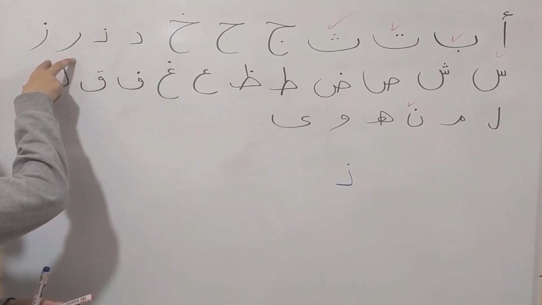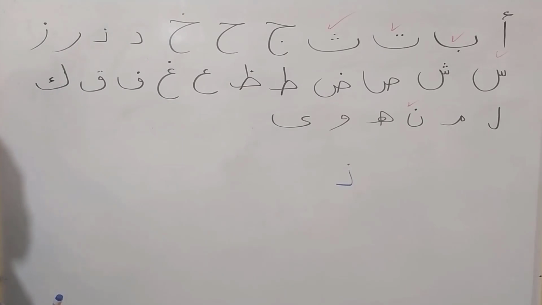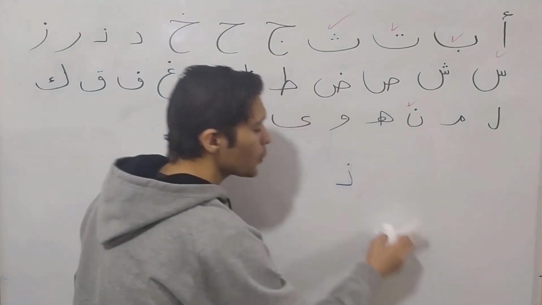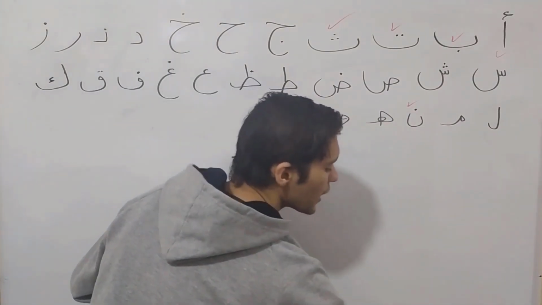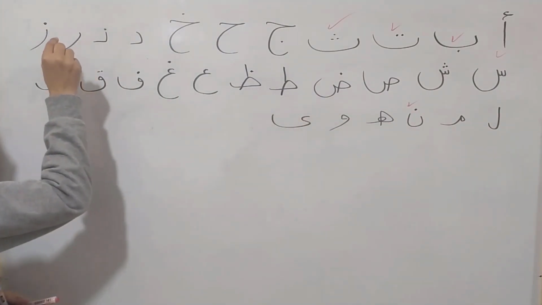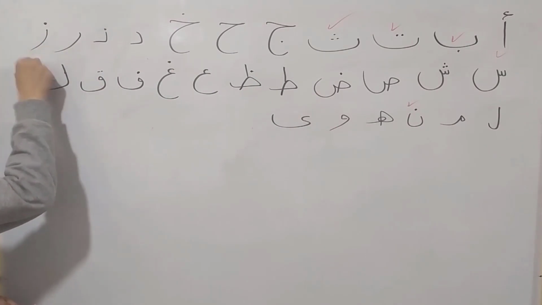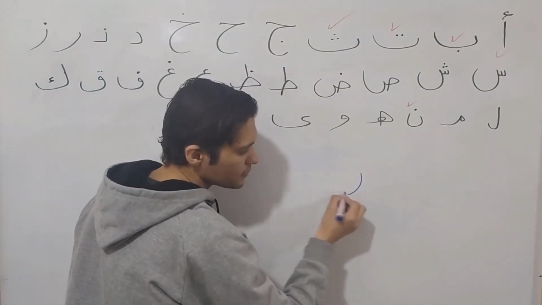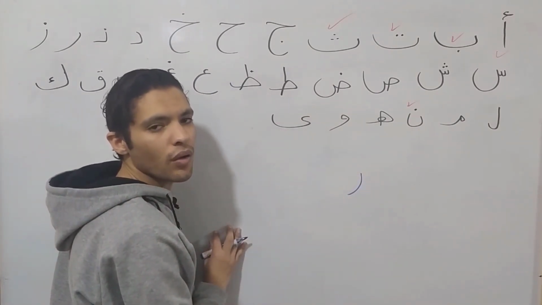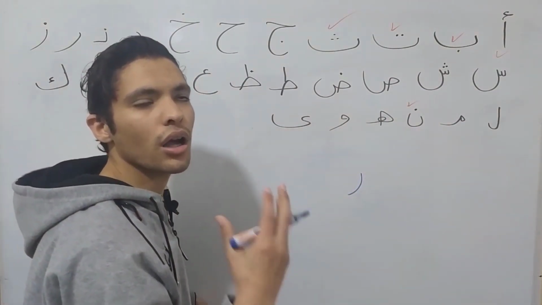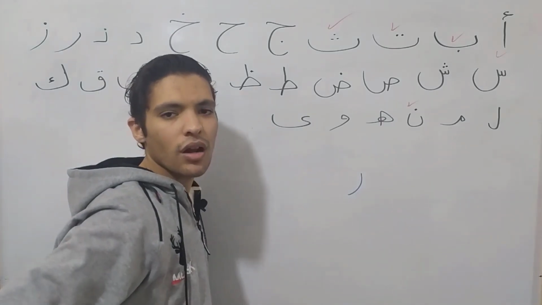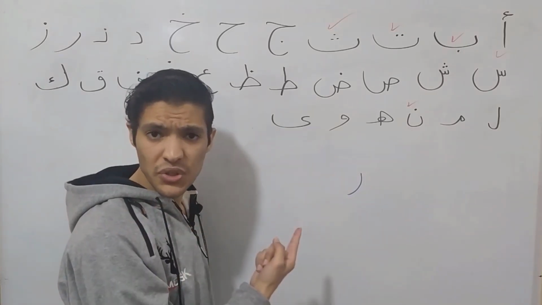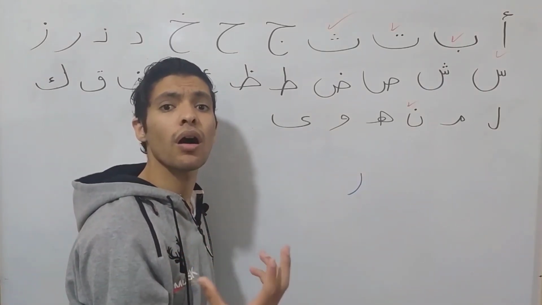Look at this, they exactly look the same. Yeah, I know, that's why we put dots right there, just to differentiate between them in the sound and in everything, because it's a letter and it's another different letter. So when you write it like this, it's ra, the R in English. Ra, okay? So this letter is called ra.